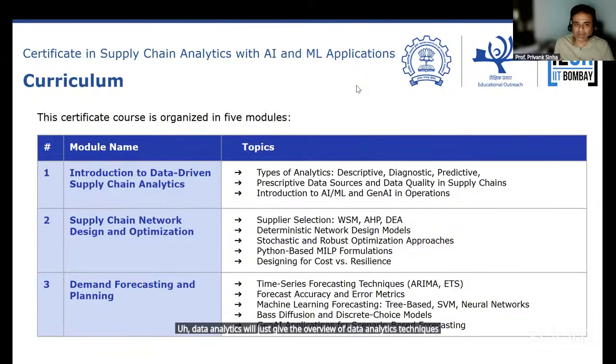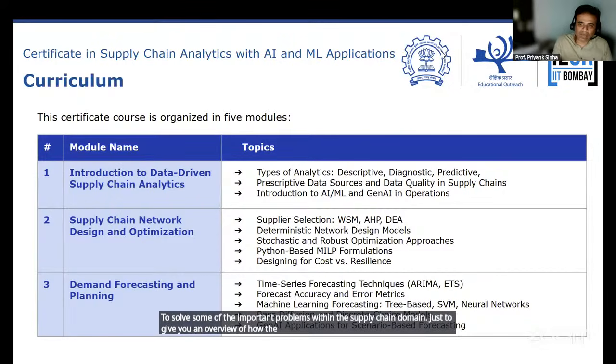So for example, we'll talk about some of the methods that are used for descriptive data analytics, and some of the models that are used for prescriptive and predictive data analytics. And we'll also provide an overview of how these different data analytics methods come together to solve some of the important problems within the supply chain domain. Just to give you an overview of how these data analytics methods are currently being used, or can potentially be used in the future, for decision making in the supply chain.